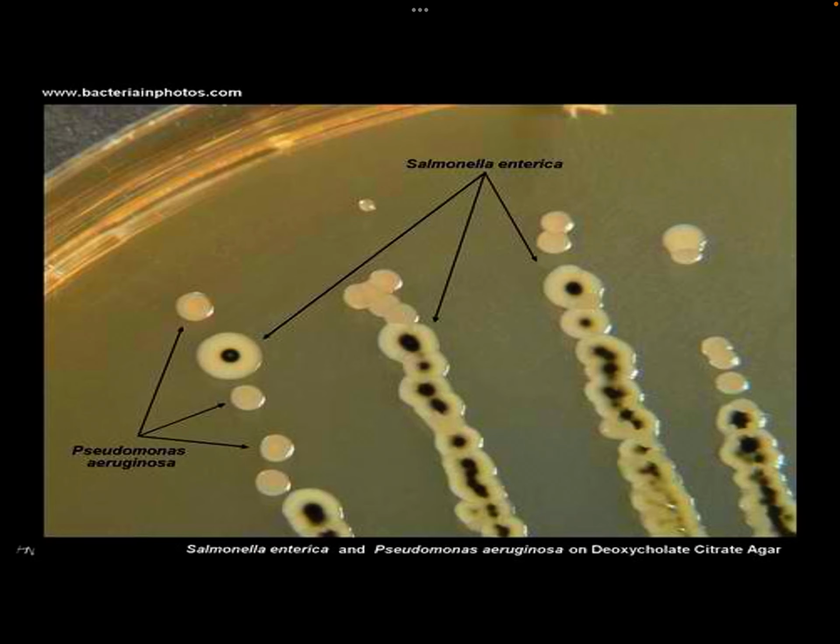Next one, how about this one? There is black coloration. This is in XLD. This is deoxycholate citrate agar. As you can see, there are black colonies here. That is indicative of the growth of Salmonella.